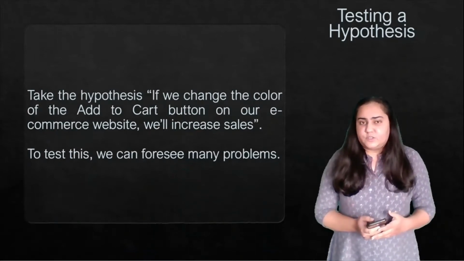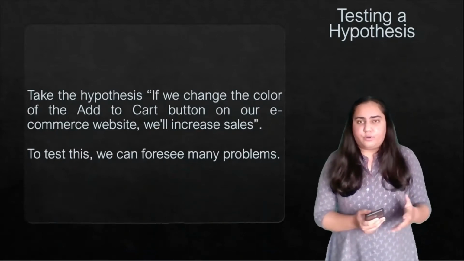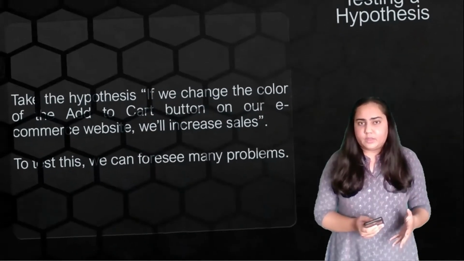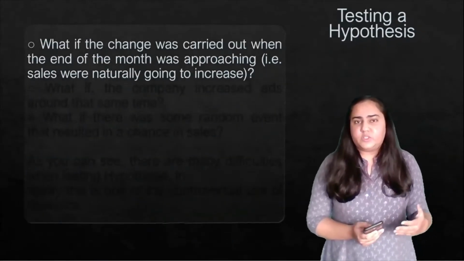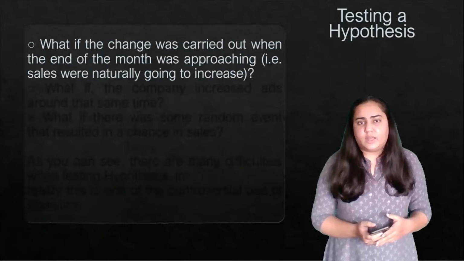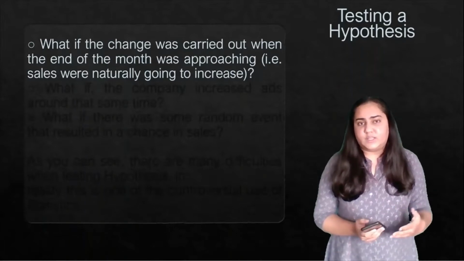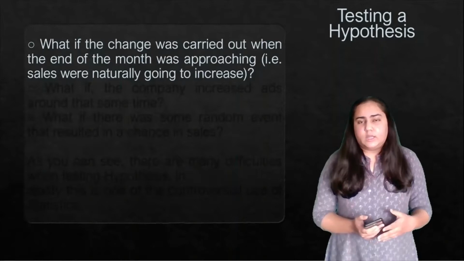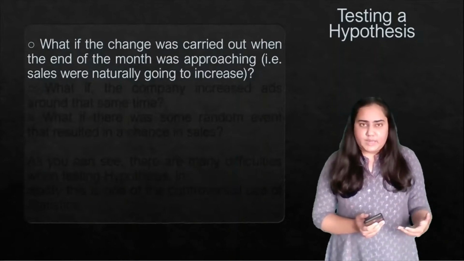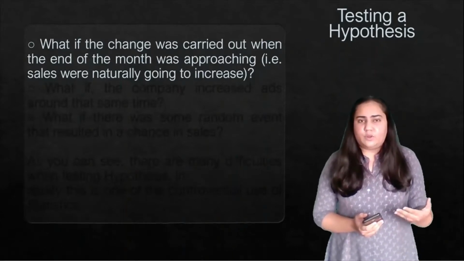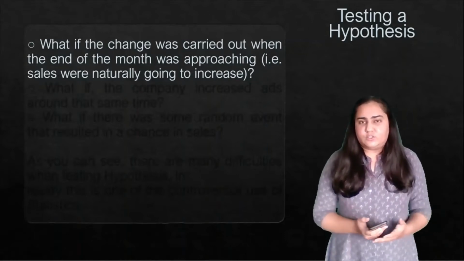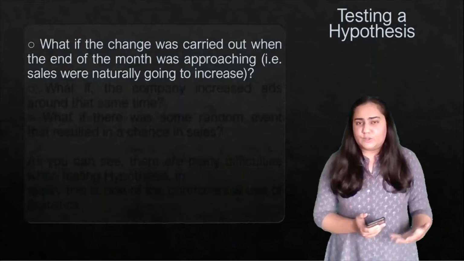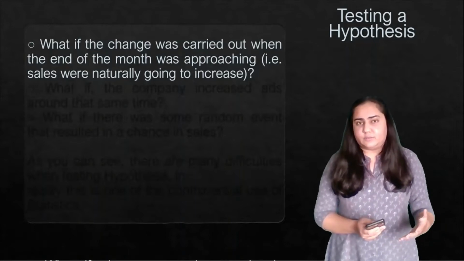So to test this, first of all, you have to foresee a lot of problems that can happen. And we are going to see those problems now. So what if the change was carried out when the end of the month was approaching? That is when the sales were naturally going to increase. End of the month is when people get paid, and that's why they are more likely to buy stuff. And that's why sales could just naturally increase. It may not be because you changed the color of the button.